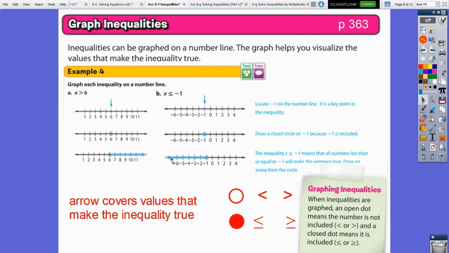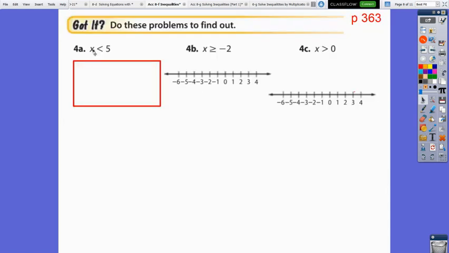If you don't draw the arrow, then that implies that your solution stops, which it doesn't. It goes on forever, to negative infinity in this case, or to infinity in letter A. So you have to draw the arrow. If you do not draw an arrow on your number line, you will lose points. Open dot means not equal to. Closed dot includes the equal to. All right, see if you got it.